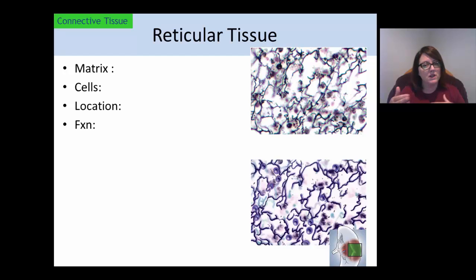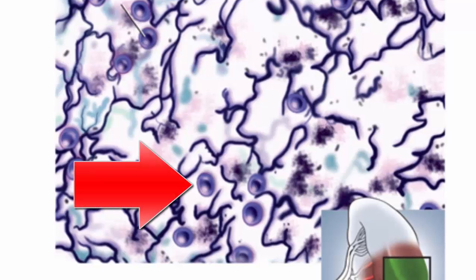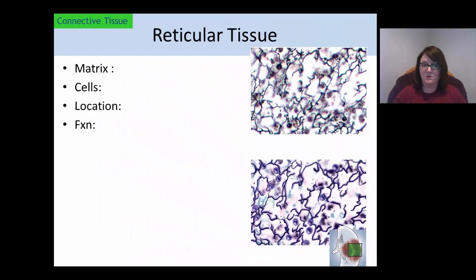A lot of times when we look at a histological slide of reticular tissue, we're looking at the spleen or lymph nodes. Those are the major locations for reticular tissue. And often the cell type that we're going to see there are a type of white blood cell called the lymphocyte. And that's what we see in the picture here. So I mentioned the matrix, the cell types, and location.